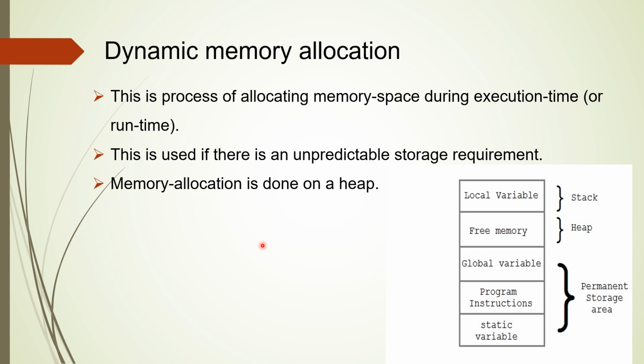Dynamic memory allocation means the process of allocating memory to the variables at the time of execution. That means as and when you need memory for a variable, you can create a variable and allocate memory to it by using some built-in functions. Here memory allocation is done on the heap. That means all the dynamically created variables are going to get the space from the heap area of the memory. In this part of the memory, all the dynamic variables are going to be created.